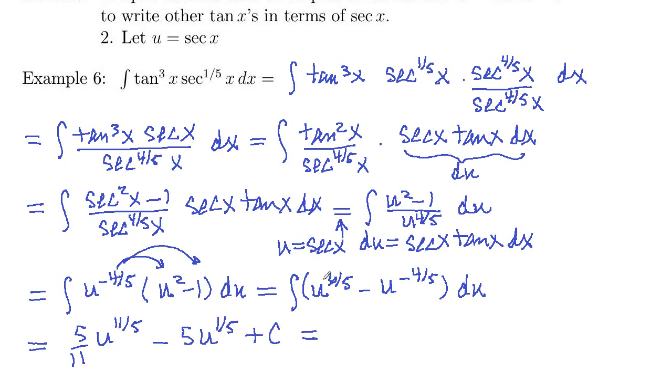And now we can just plug our secant back in. So 5/11, and then we get secant 11/5 power x minus 5, and then secant 1/5 power x, plus our constant, and we got it. Back to our original variable. All the integrating is done.